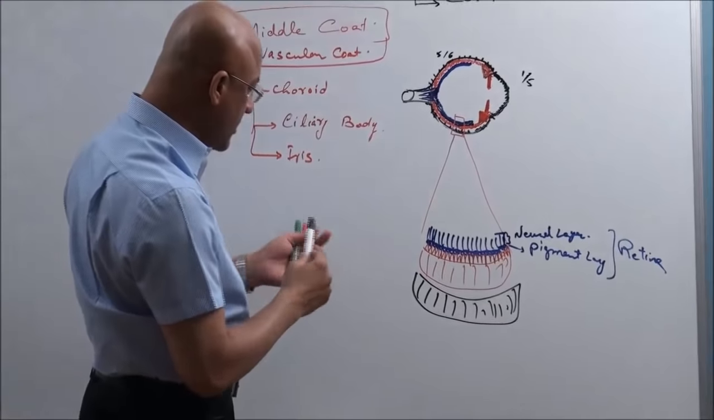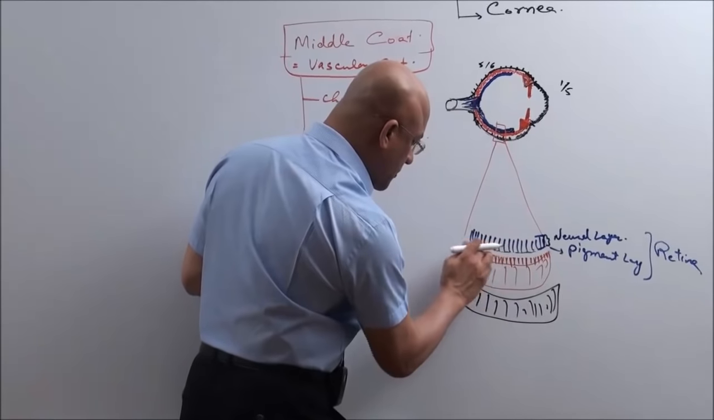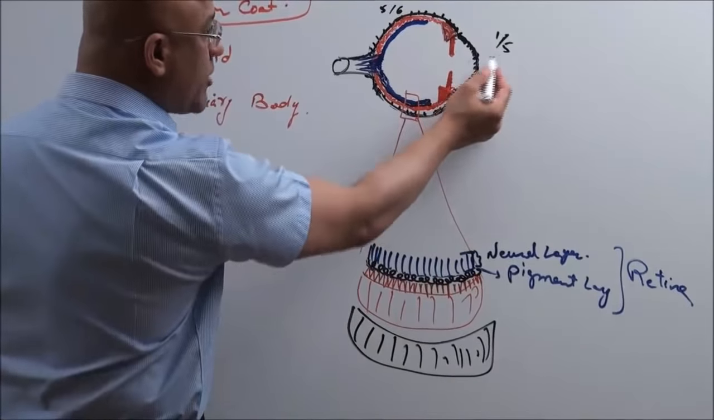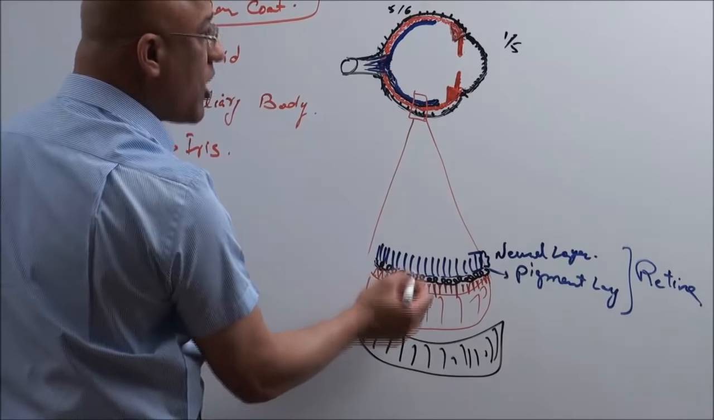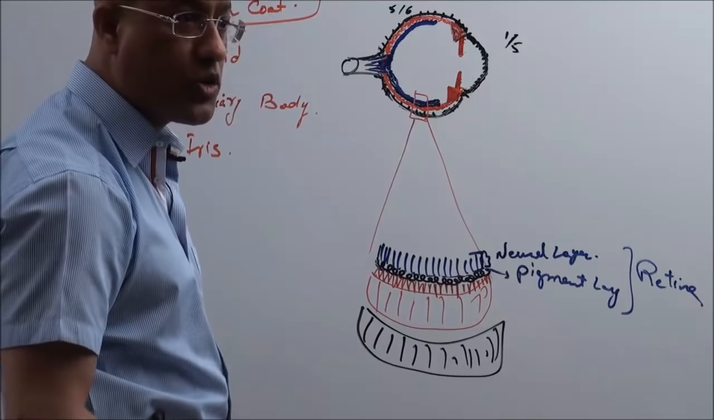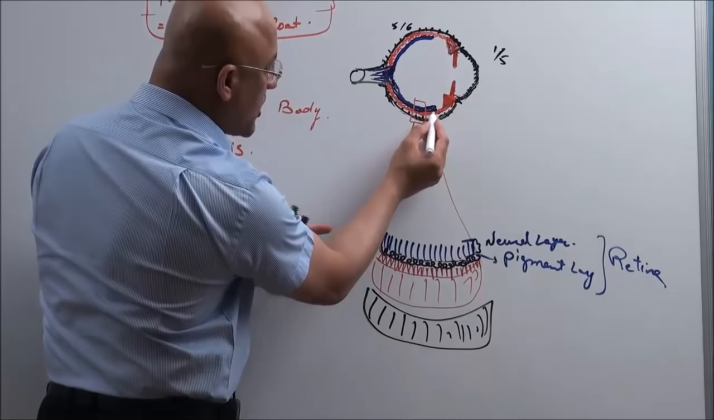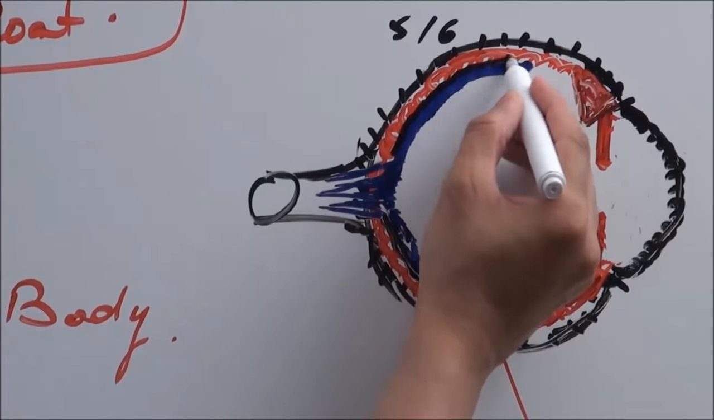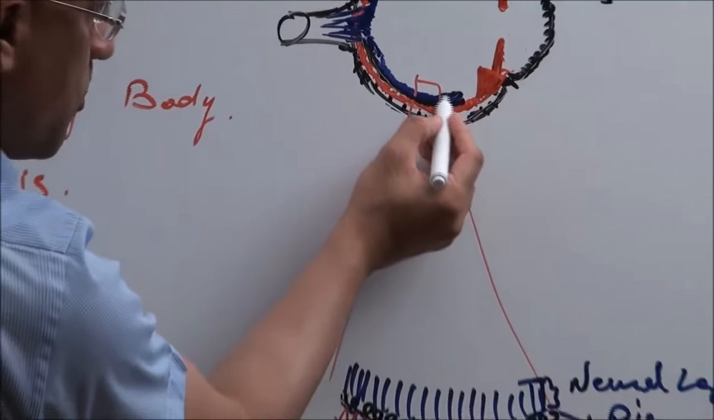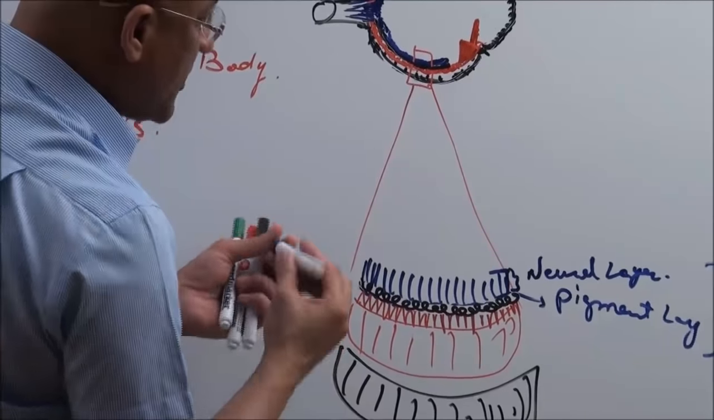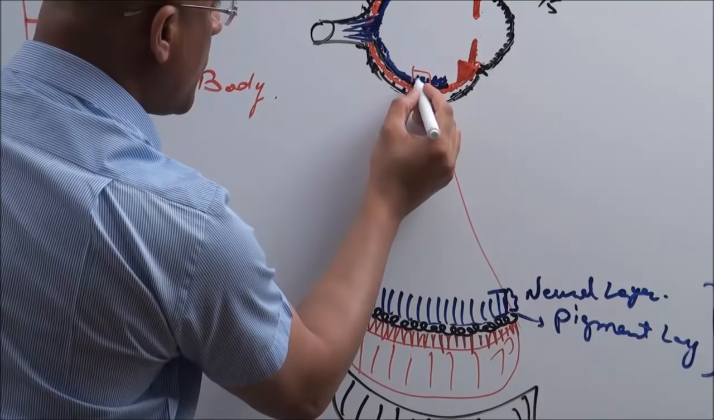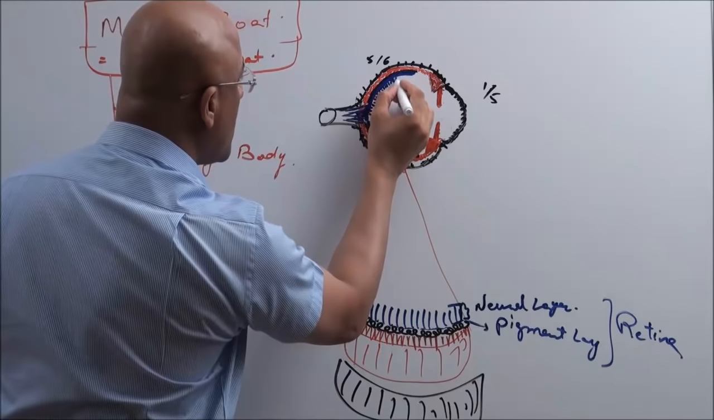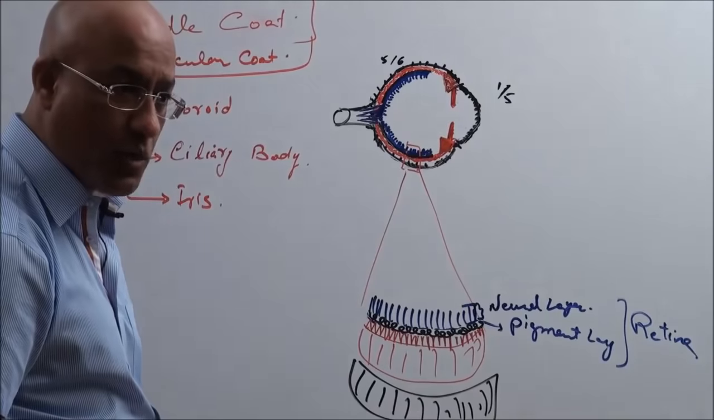So again, I will make the pigment layer black so you don't confuse. The retina has one pigment layer, heavily pigmented. Why? Because when light goes in, it should get absorbed and not get reflected from different angles, so that the image should not be distorted. So the retina has an outer layer, which is the pigment layer, and an inner layer, this blue one, which is also called the neural part of the retina. These are the two parts, two layers of the retina. Clear?